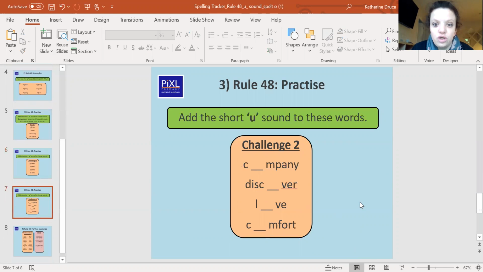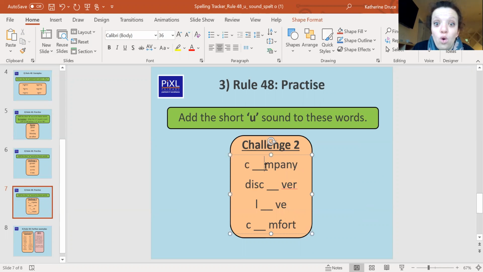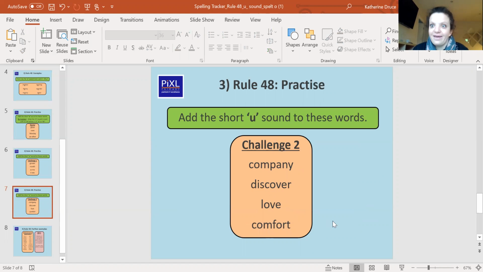Okay. Challenge 2 then. Let's go again. We've got company, discover, love, and comfort. So sometimes before an M as well, we can also get an O, like we saw in some just there. So have a go at spelling company, discover, love, and comfort. Pause the screen and write them now. Okay, and you should have worked out that all of them are spelled with an O to make that sound. So we've got company, discover, love, and comfort. They should all look like that.